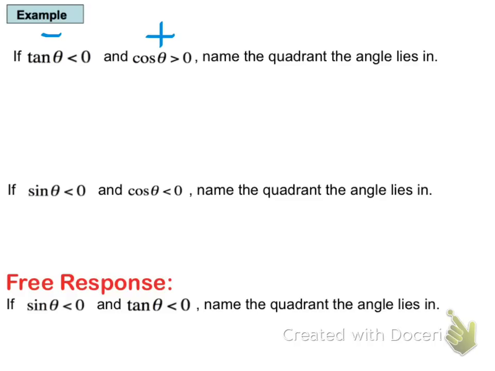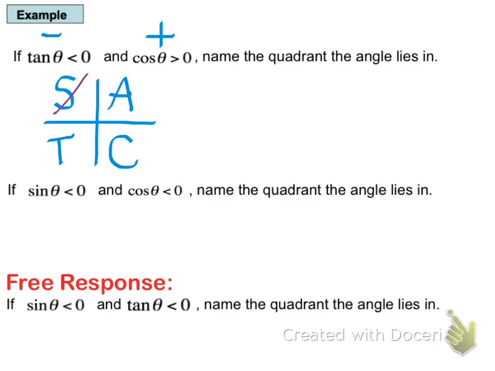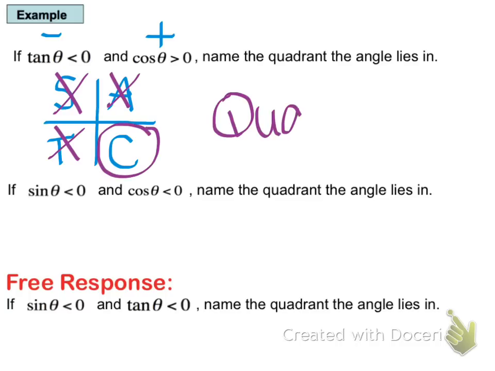And we want to know where the angle is. So let's think for a minute, using that memory trick. First off, cosine is positive. So right now, that takes out quadrants 2 and 3 because cosine is negative in those quadrants. Now, since tangent is negative, that also takes out quadrant 1, so the answer must be quadrant 4. Theta would be in quadrant 4.